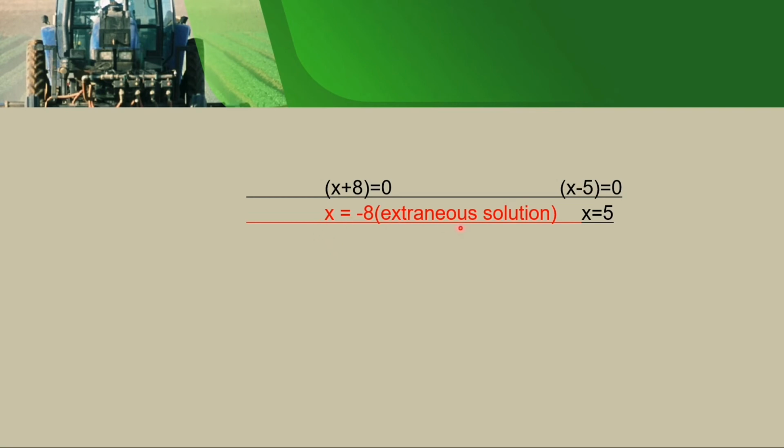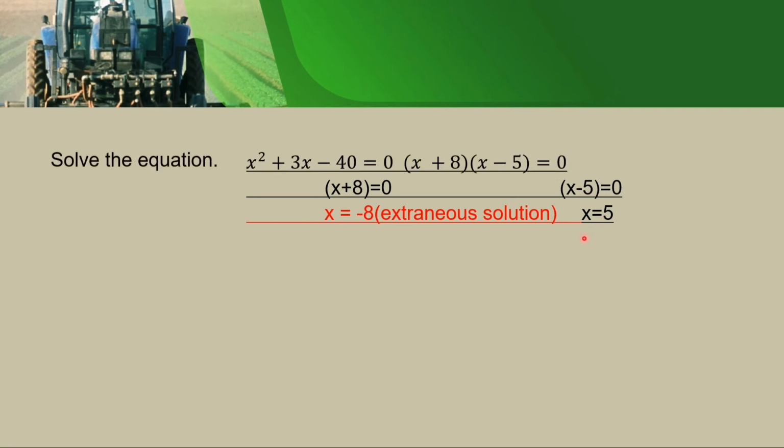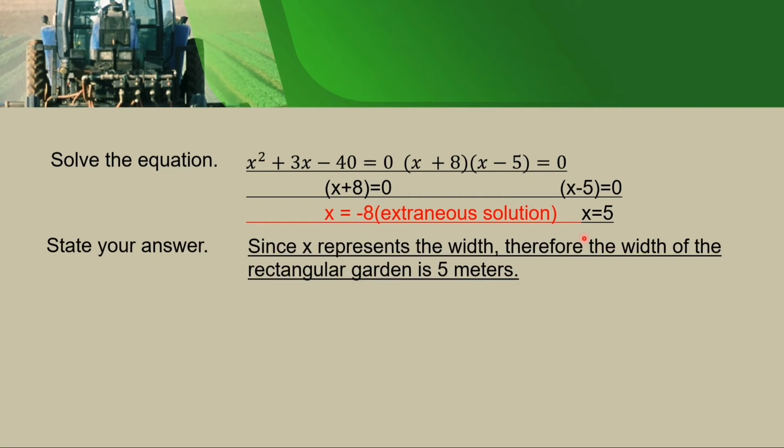Still, we have negative 8. And negative 8 is an extraneous solution. We don't have such negative length or negative distance. So that's why this is not part of our solution. We will only take x, and x is our representation of the width. Therefore, since x represents the width, the width of the rectangular garden is 5 meters.